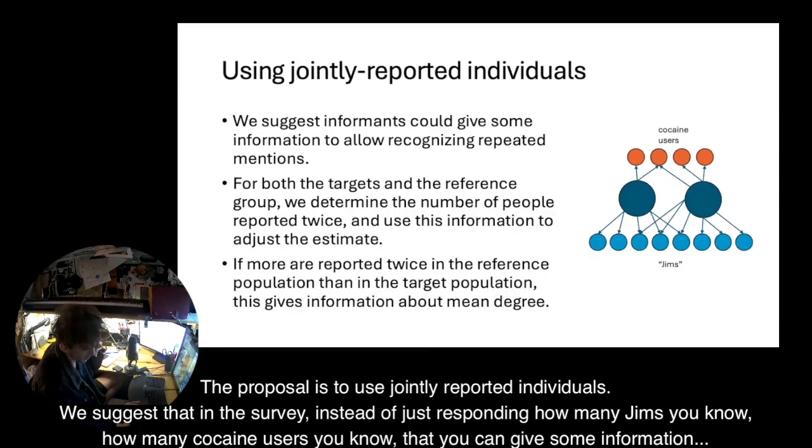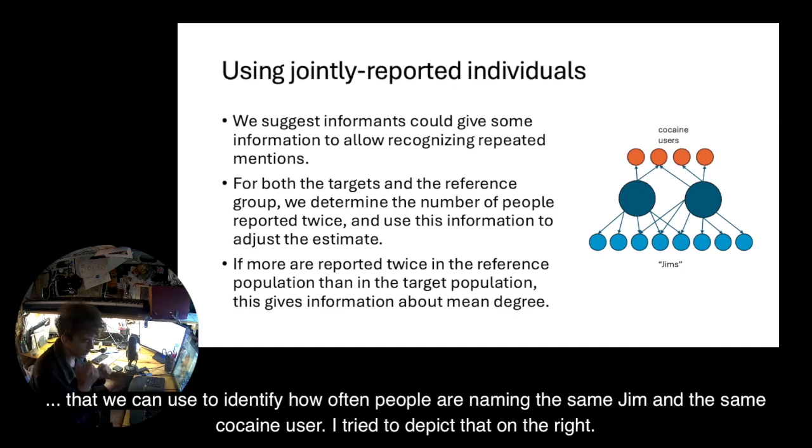So the proposal is to use jointly reported individuals. We suggest that in the survey, instead of just responding how many gyms you know, how many cocaine users you know, you can give some information that we can use to identify how often people are naming the same gym and the same cocaine user.